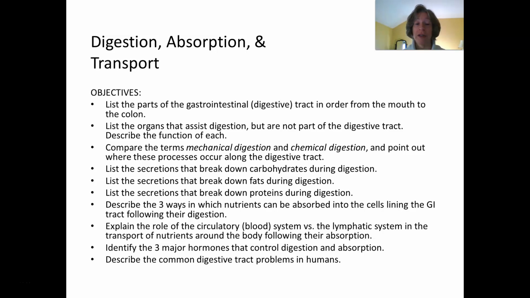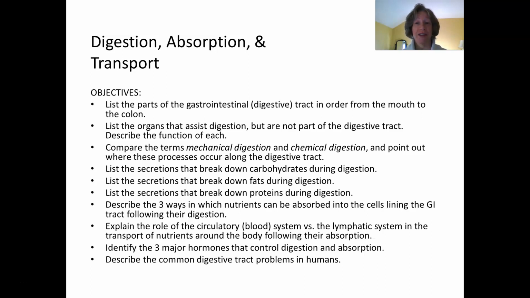So list the secretions that break down carbohydrates, fats, and proteins during digestion. So there's different things that break down carbohydrates, different things that break down fats, and different things that break down proteins. So carbohydrates, enzymes in the mouth, start to break down only some of the starches, not other types of carbohydrates. Remember, does the enzyme in the mouth work in the stomach, and why or why not? What's produced in the stomach during digestion that may prevent that enzyme from working?